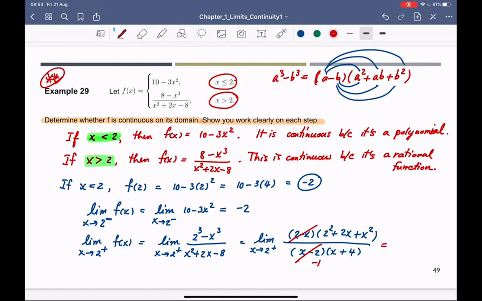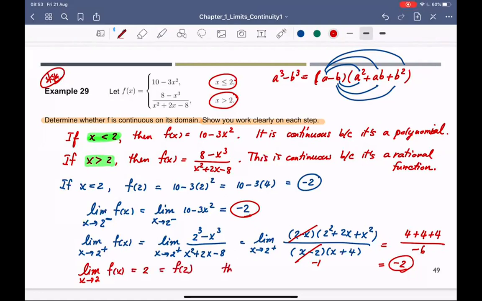And then I plug in the number 2 here. On the top, I have 4 plus 4 plus 4, which is 12. And in the denominator, I have -6. So 12 over -6 is -2. So you can see that the limit exists and equals -2. Because the limit when x goes to 2 exists and equals -2, and also equals f(2), the function f is also continuous at x equal to 2. Oh, sorry, at a equal to 2.